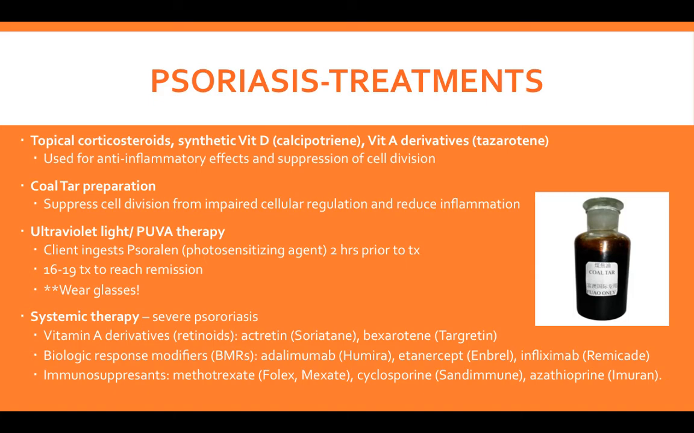It usually takes about 16 to 19 treatments to put the psoriasis into remission that can last about 8 months. And the therapy sessions are limited to 2 to 3 times a week, not usually given on consecutive days. And it can cause darkening of the patient's skin, which is a normal side effect of that PUVA therapy. Because the psoralen is a photosensitizer, patients must wear dark glasses during the treatment and for the rest of the day.